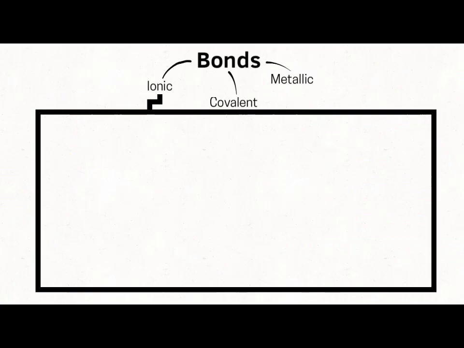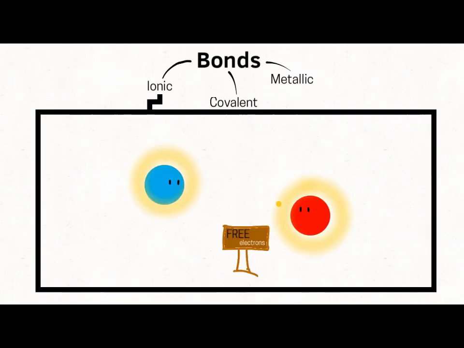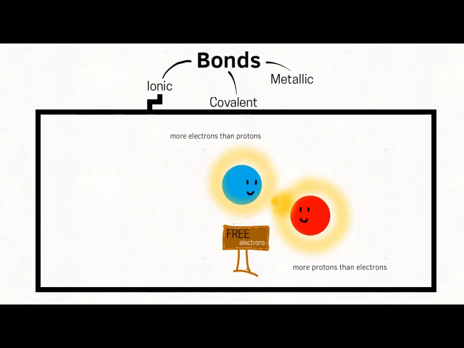The first of the 3 bonds is the ionic bond. Ionic bonds form when an atom wants to give away electrons, 1, 2, or 3 valence electrons, and another atom wants to get electrons, 5, 6, or 7 valence electrons. The atoms would exchange electrons. However, the atom that gets electrons now has more electrons than protons, and vice versa. So the receiving atom has a negative charge, and vice versa as well. This means that the 2 atoms are attracted.